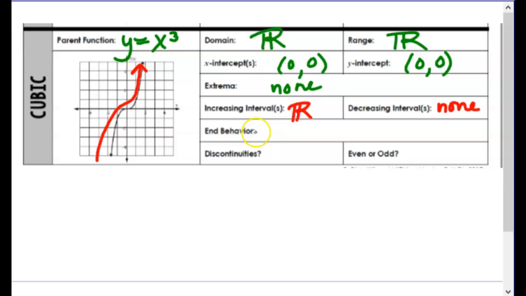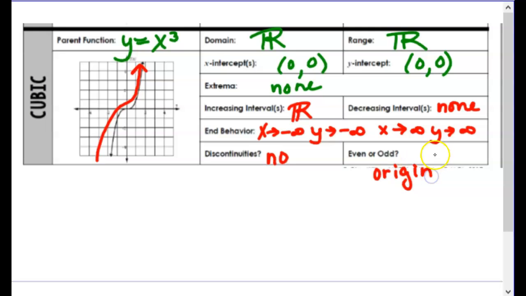Now the end behavior, this is an odd power or degree. So as we go left, the y values are getting more and more negative. And as we go right, the y values are getting larger and larger. So it's down on the left, up on the right. It has no discontinuities. What about symmetry? Yep, it has origin symmetry, so it's odd.